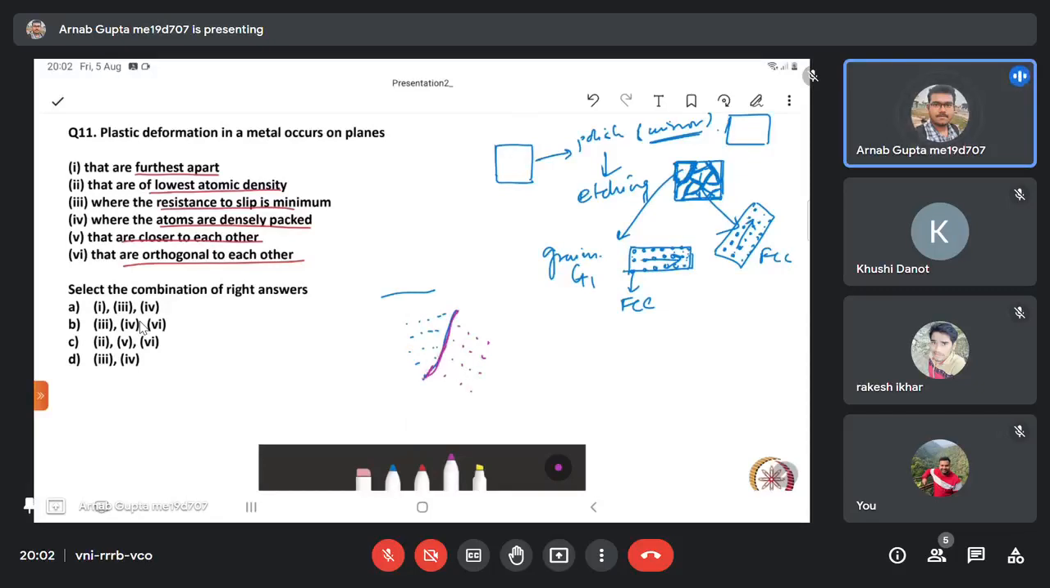Why a defect? Grain boundaries are basically defects. Why do we call it a defect? Because it is stopping this particular ordered arrangement. The atomic arrangement is changing along this boundary, so we are calling it a defect.